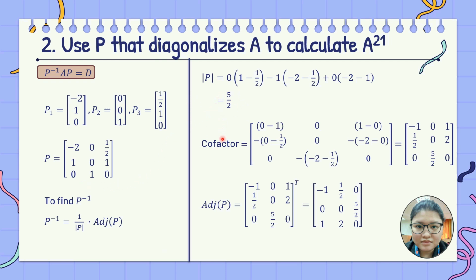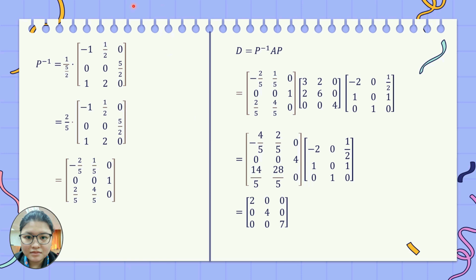After we settle the determinant, we need to find the adjoint, and there are three important steps to find the adjoint. First, we need to find the minor matrix. After that, we find the cofactor, and lastly, the adjoint is the transpose of the cofactor matrix. Now we have all elements to form an inverse matrix, and this is our P inverse matrix. And hence, we can obtain the diagonal matrix and show that matrix A is diagonalizable.